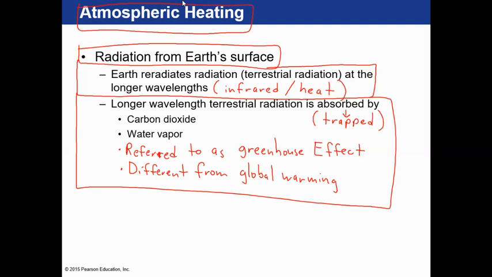The whole idea that water vapor and carbon dioxide trap infrared or heat energy from escaping into space is called the greenhouse effect. This is different from global warming. I want to make that point here. The greenhouse effect is good. We need the greenhouse effect. If water and carbon dioxide were not trapping energy, keeping it here on the surface of the Earth, our Earth's temperature would drop to 200 or 300 below zero at night. So life is possible on Earth because of the greenhouse effect.